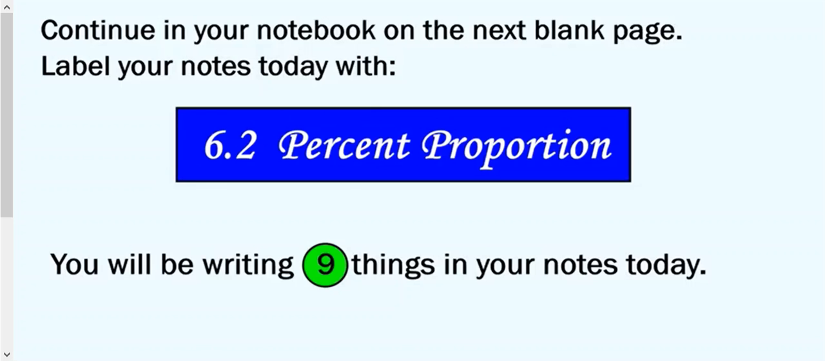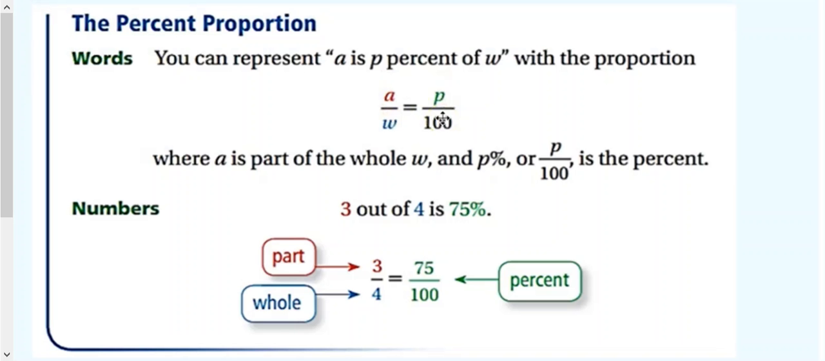Alright, in the first slide here, this is just some information. You don't need to write this down, but you can if you would like. The percent proportion. So in words, with the percent proportion, we can represent A is P percent of W with the proportion A over W equals P over 100, where A is part of the whole W and P percent or P over 100 is the percent. So in this example, 3 out of 4 is 75.